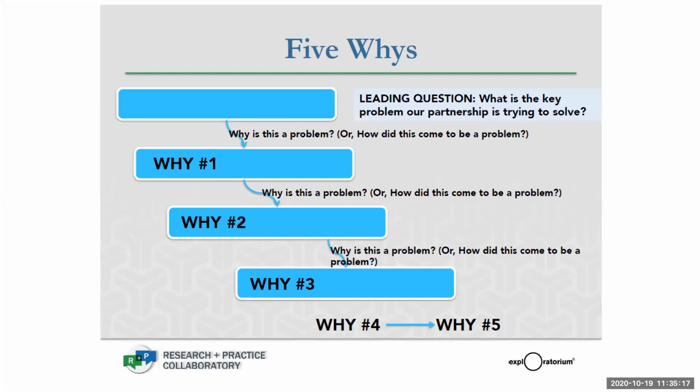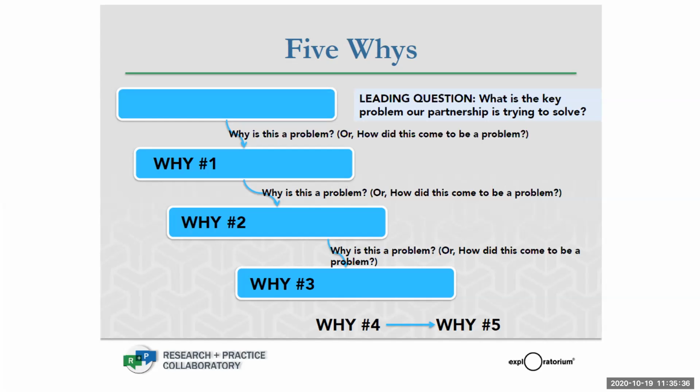So as I mentioned, 5 whys is one great way to do this. And essentially you start with your initial question, what's the problem you're trying to solve? And you just keep asking, well, why is this a problem? Why, or how did this come to be a problem? And you keep asking and asking and asking until you feel like you've gotten down to a root cause.